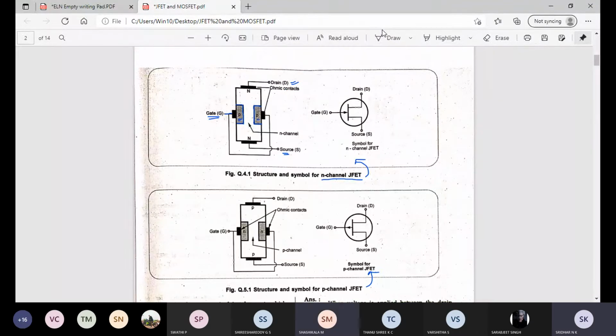Yes, sir. Right. So this is the construction of n channel and p channel JFET. This is the symbol for n channel, and this is the symbol for p channel. You can see that the arrow mark is inside here for n channel, and here the arrow mark is outside. That's the only difference. So for p channel, the arrow mark is outward, and for the n channel, the arrow mark is inward. So this is the small difference in the construction of JFETs for n channel and p channel.